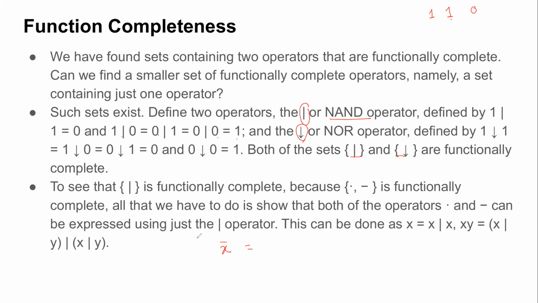Can you tell me how do I get a complement of an operator using NAND gate? Yes, you can do x NAND x, which will give you x complement, right? Because if it is 1, 1, it will give you 0, and if it is 0, 0, it will give you 1, right? So you can get all possible operations, whether it's Boolean sum. Can you tell me how to get Boolean sum from AND?